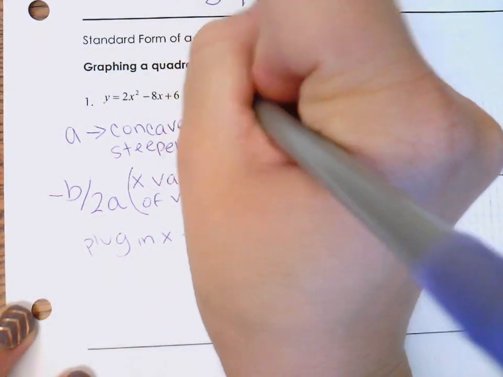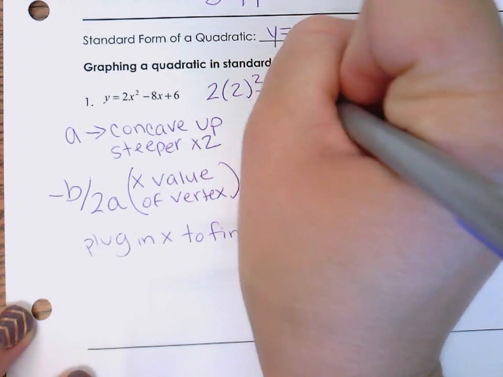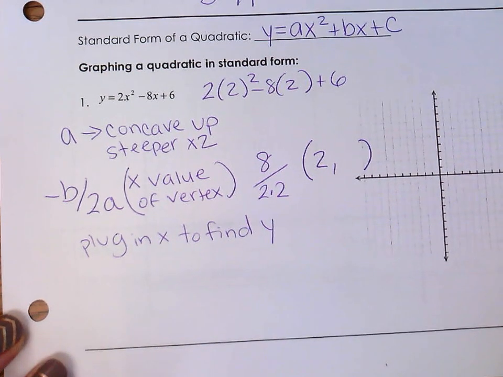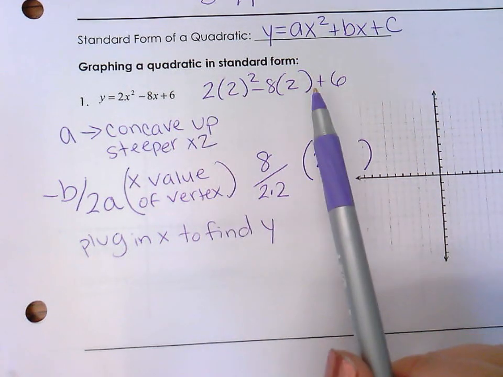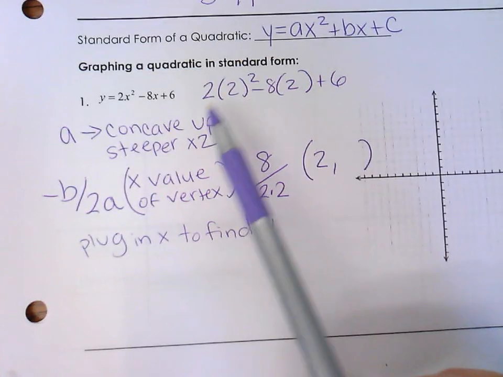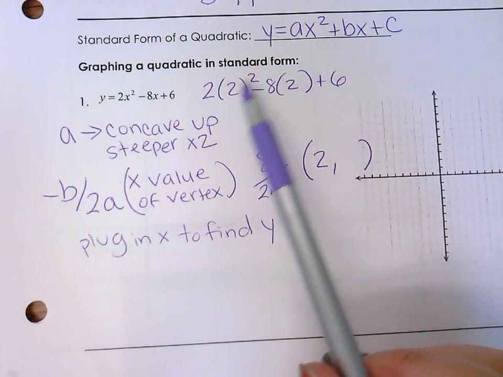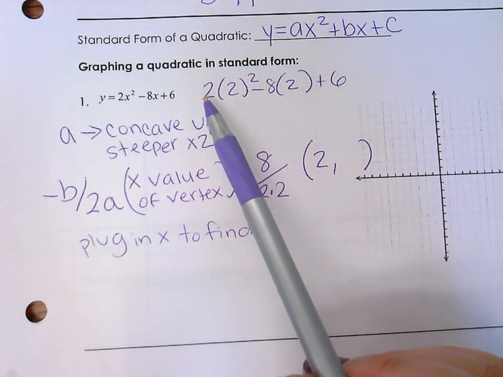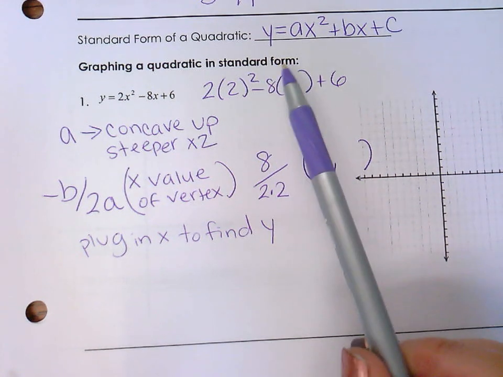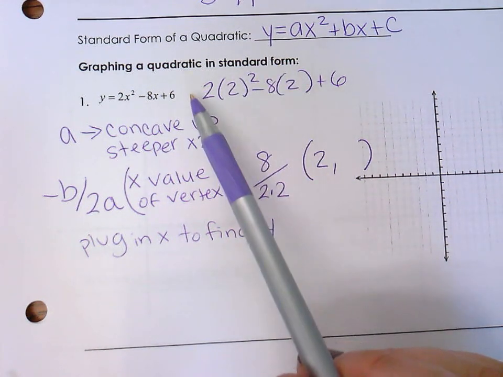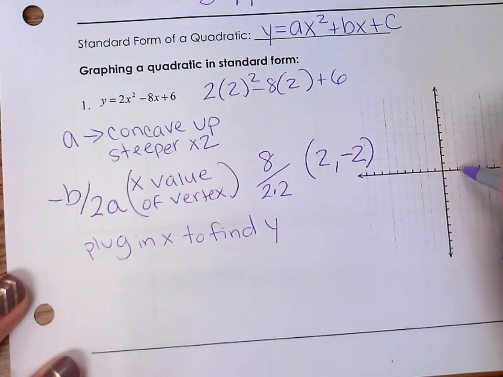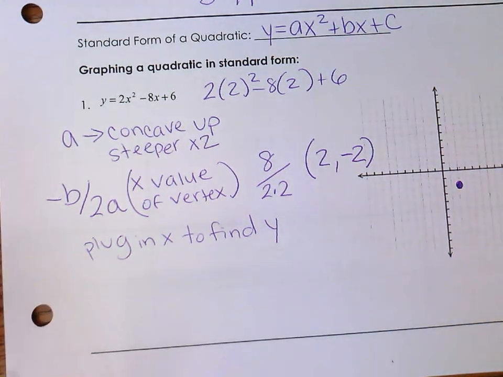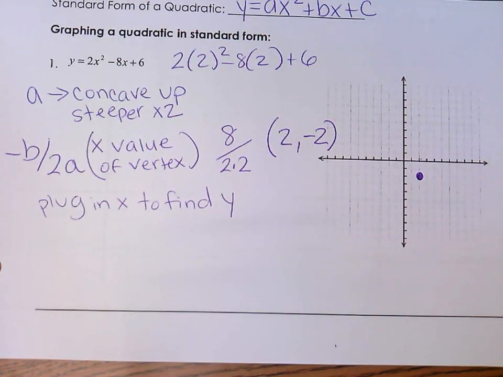So I'm going to do 2 times 2 squared minus 8 times 2 plus 6. And then I could either use my calculator to evaluate this expression, or do some mental math. If I did some mental math, 2 squared is 4, 2 times 4 is 8, so this is 8. I'm subtracting 16, so that would give me negative 8 plus 6. Sounds like negative 2? And you could check it on your graphing calculator, but mental math is always a good thing to practice too. So 2, negative 2 is my vertex.